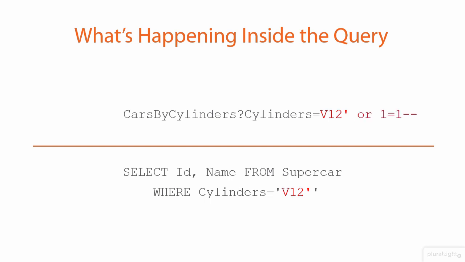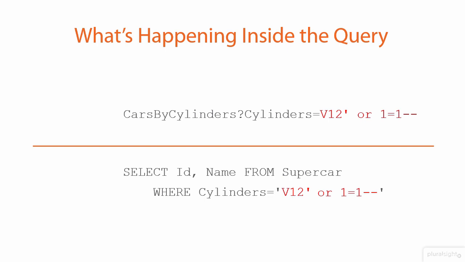Now this starts to get a bit interesting, and it's interesting because of the way it translates down into the underlying SQL statement. That would cause our statement to look like this. So there are a couple of key things going on here. Number one, that V12 string is being closed off with the single quote that we passed in the query string. The next thing is we've passed an OR operator. So now we're actually adding another condition to our where clause.